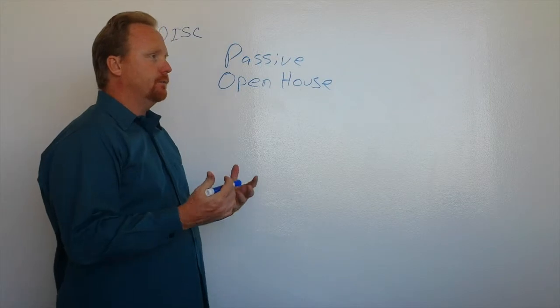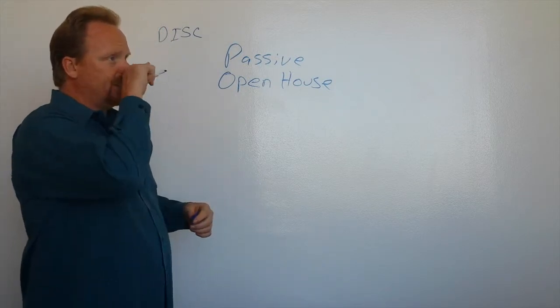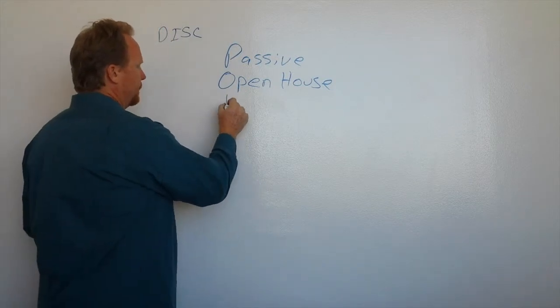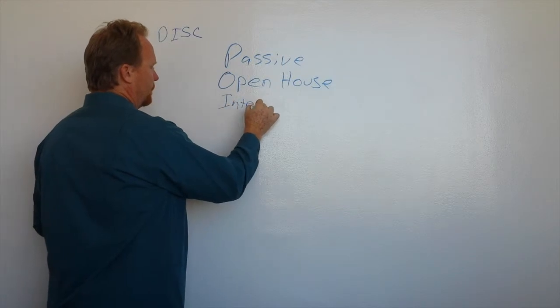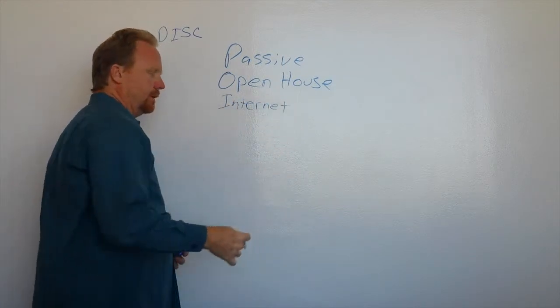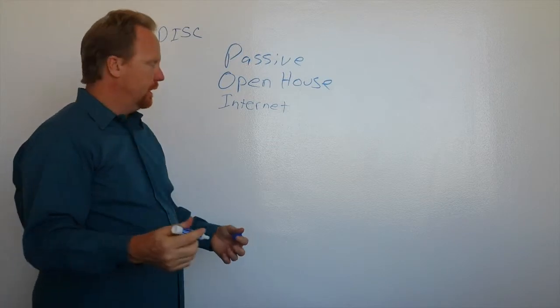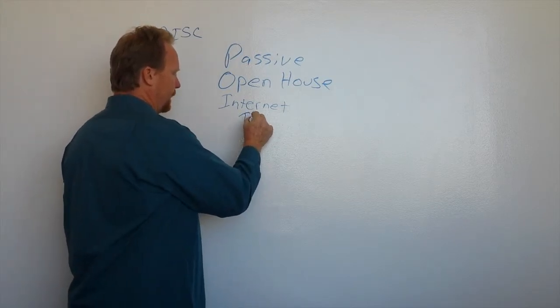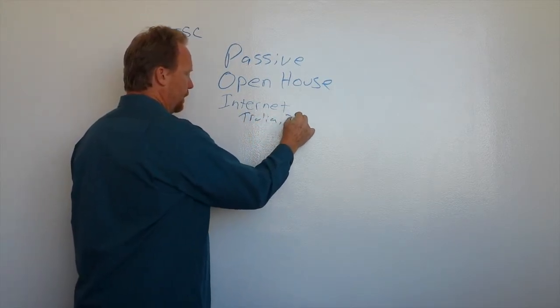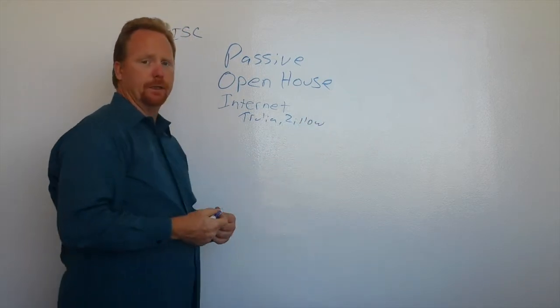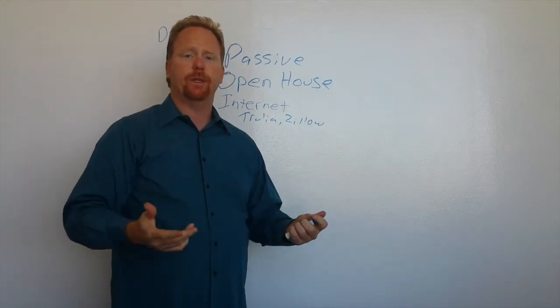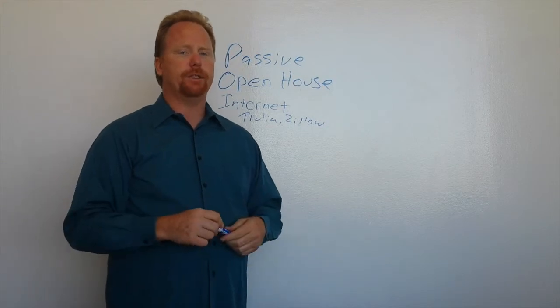Some other passive ways of lead generation is on the internet, right? And there's a couple of different ways. You can pay for leads from people like Trulia and Zillow. Those are just two of the big ones. You can pay for leads from them, and you'll get plenty of leads from them.